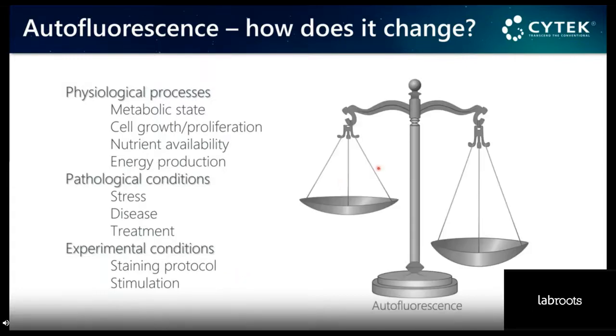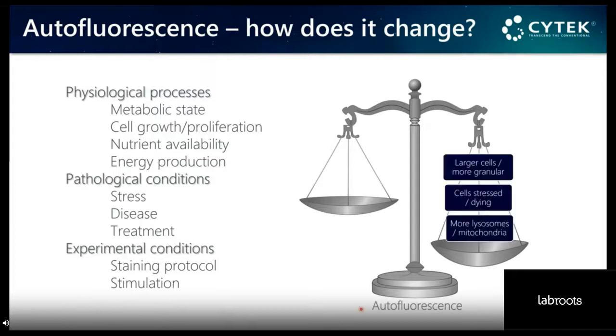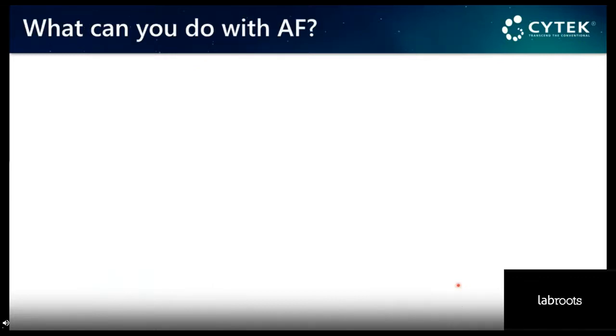In general, what we know is that we will have higher autofluorescence levels in cells that are larger, that are more granular, cells that are stressed or dying since they are producing more energy and more proteins, and also cells with more content and more activity in lysosomes and mitochondria are going to have more autofluorescence.